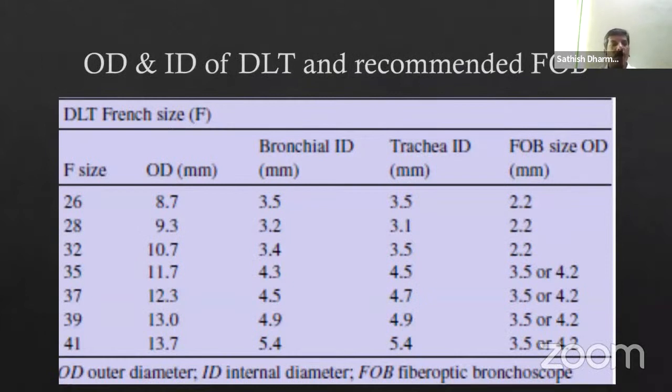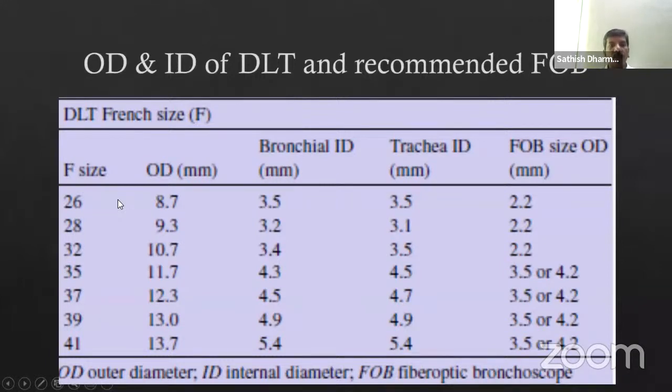This tabular column shows the various sizes of DLT, from 26 to 41. It's usually because we give a size in French, 26 French to 41 French for DLT. But it is very important to know the diameters of these DLTs. The outer diameter of each size is given, and the bronchial internal diameter and the tracheal internal diameter are also given.